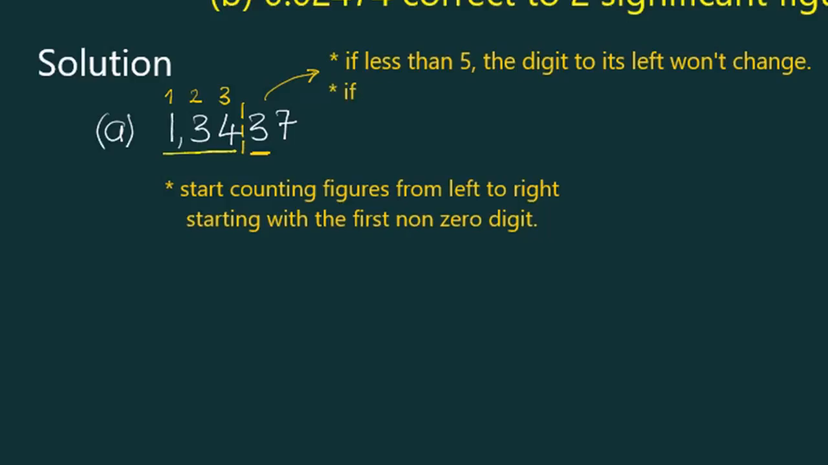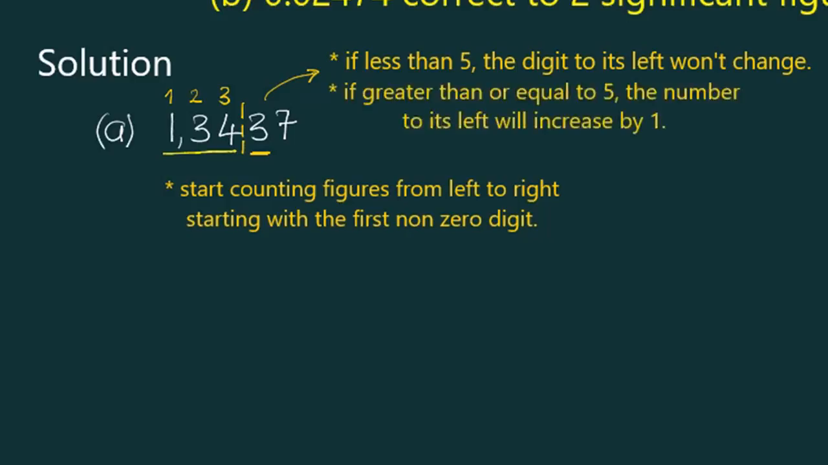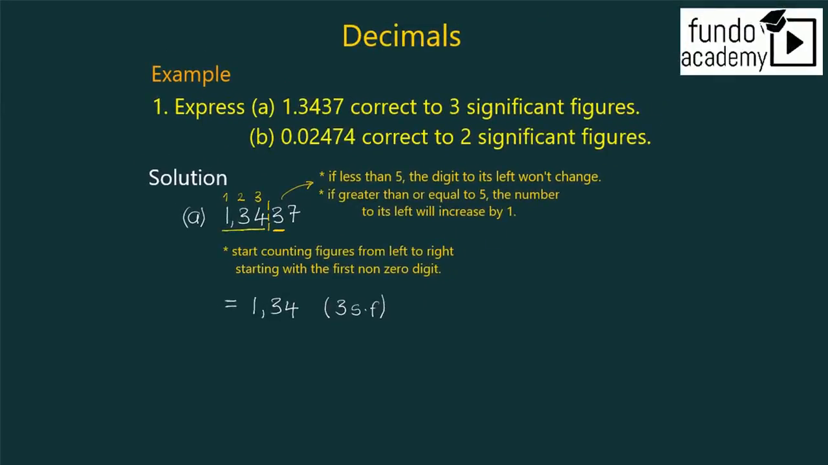But had the digit after 4 been greater than or equal to 5, then the number to its left would increase by 1, although that is not the case in our situation. So on part A our solution will come out as 1.34 to 3 significant figures. Alright, so that's part A.